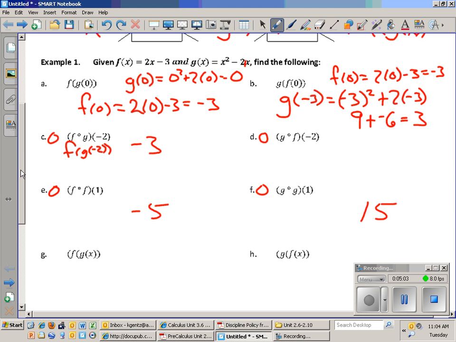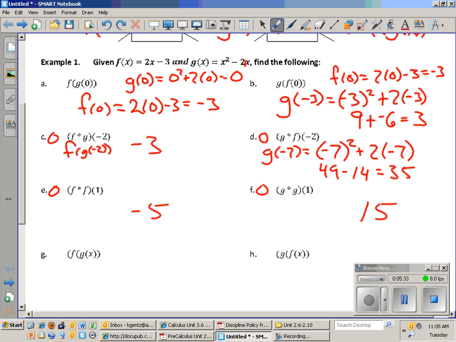Yeah, it's correct. I worked it out last hour. So what we need to do is find f of -2 first. If we plug in -2, 2 times -2 is -4, minus 3 is -7. So really you're evaluating g of -7, which is -7 quantity squared, or I'm sorry, plus 2 times -7. You guys got plus there. So that's 49 minus 14, which is 35.